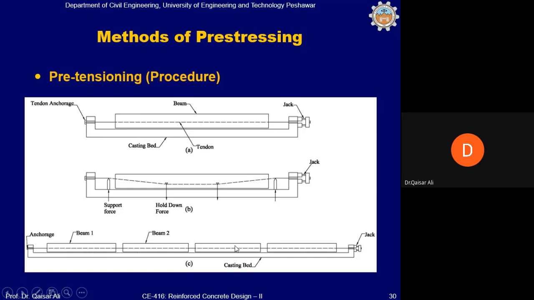So a wire is stretched from one end to another with the help of a jack. It is then kept in a stretched position. Concrete is poured in the formwork, and then the steel wire is cut here, at all these locations. After cutting the steel wire, only the bond between steel and concrete will transfer the pre-compression force to the concrete member. Correct? Okay.